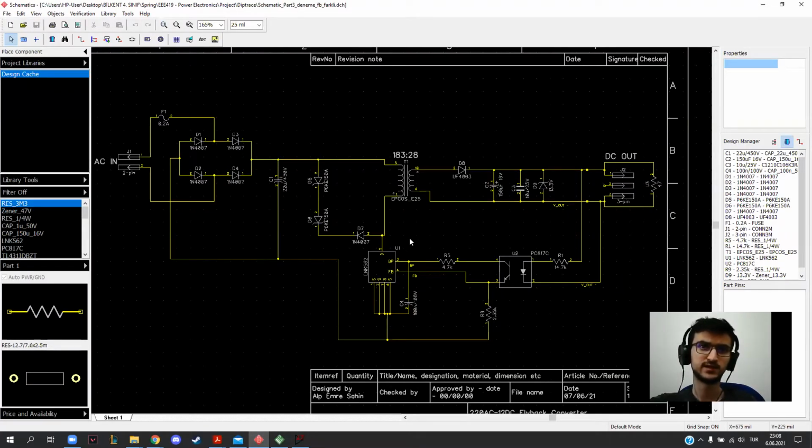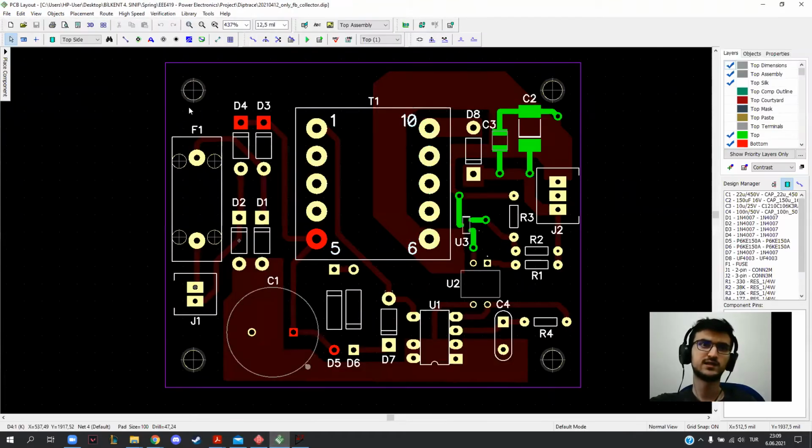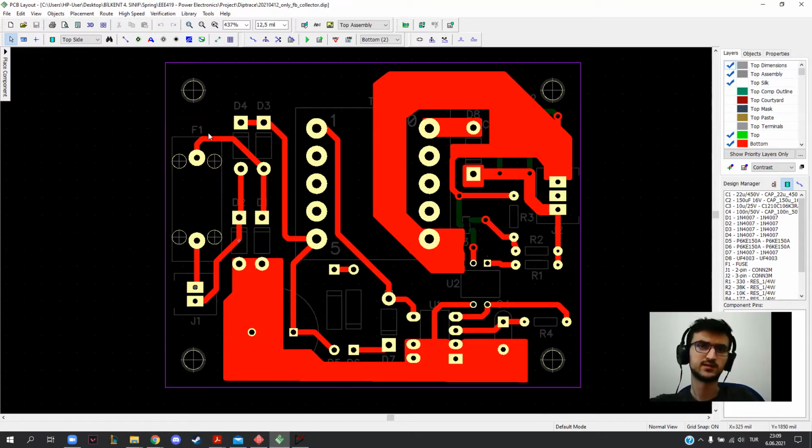Then I designed the feedback circuit using an optocoupler. This is our switch. And this is the same circuit with some changes during the measurement and mounting process. After using DipTrace for the schematic, I converted it to a PCB. As you can see, this is my PCB. This is the top layer of my PCB, and this is the bottom layer.